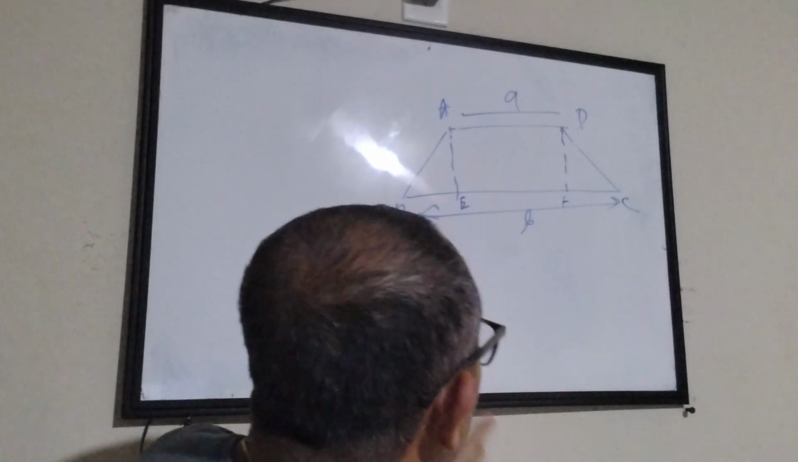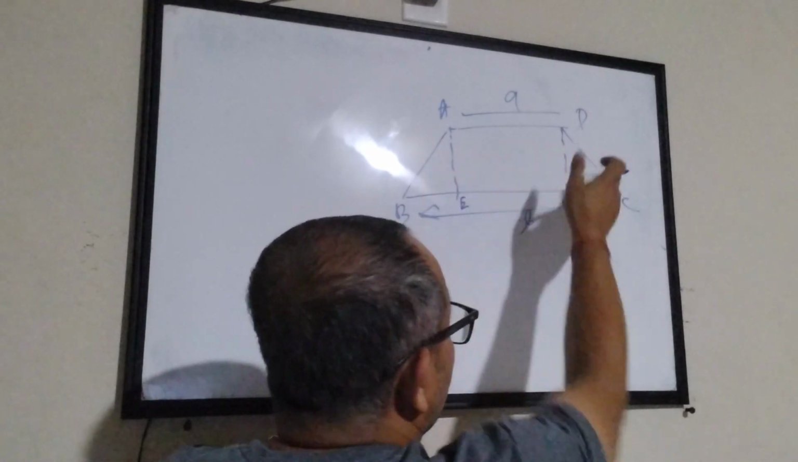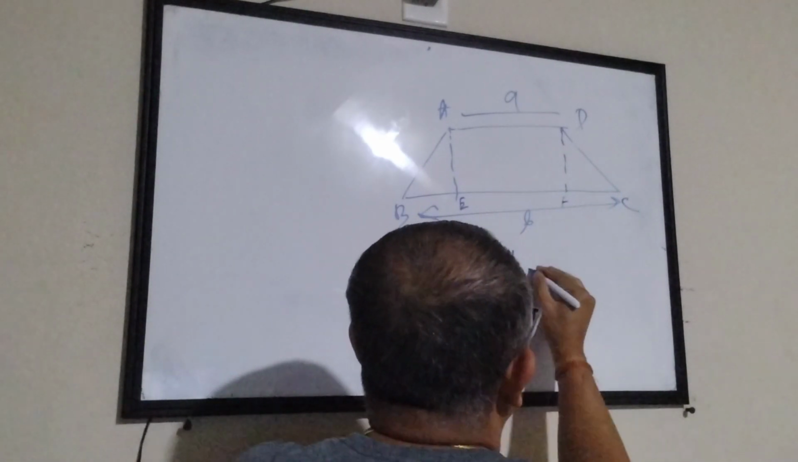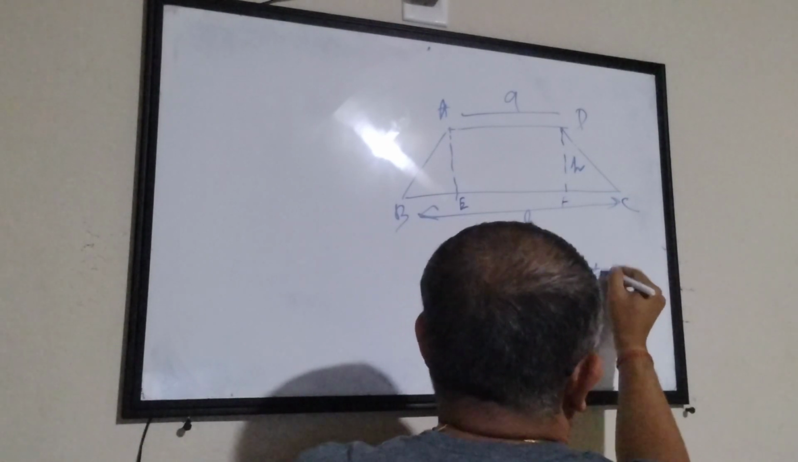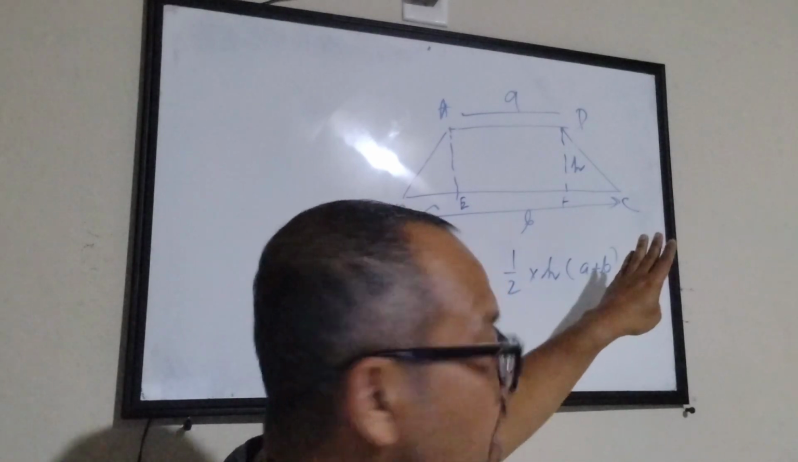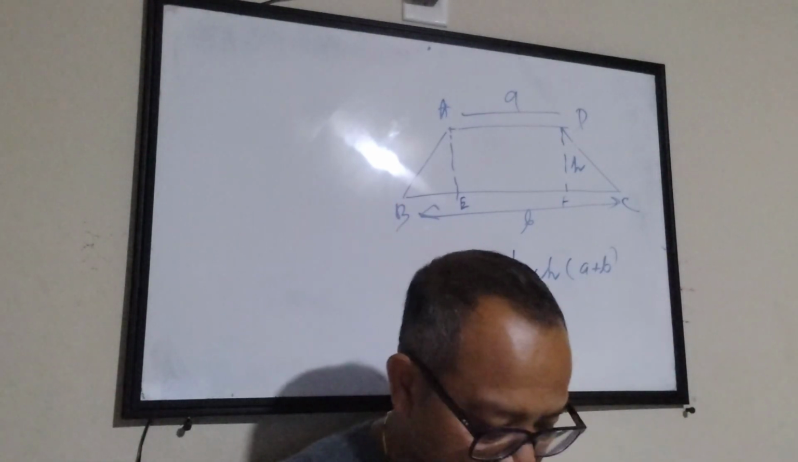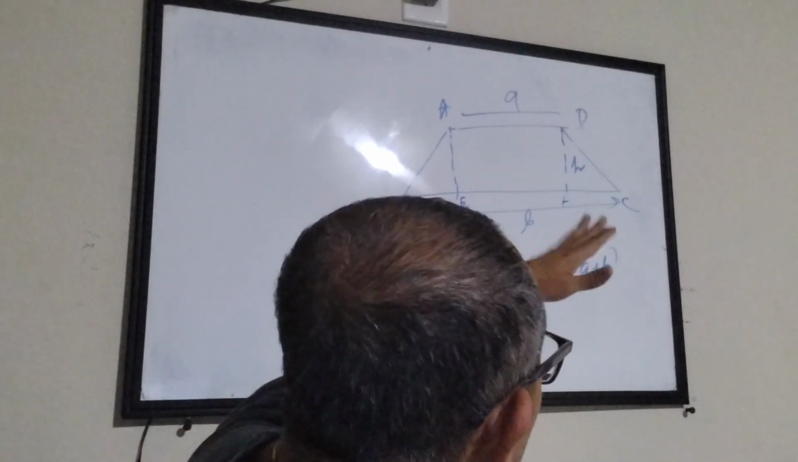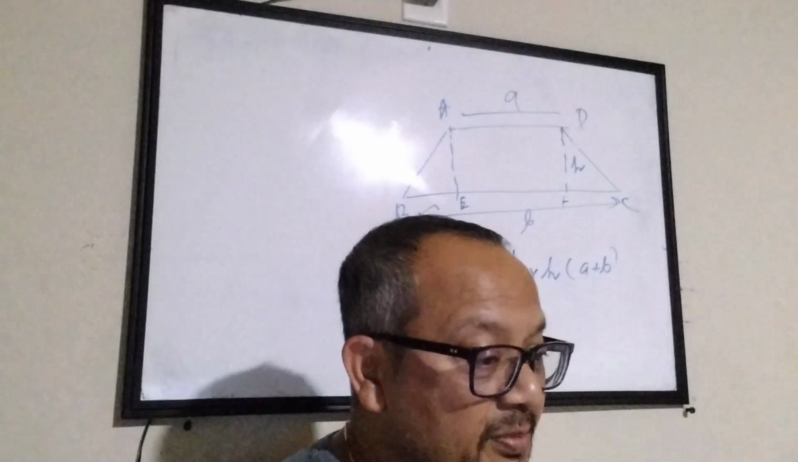Now what I have is this triangle and this rectangle. When I add the area of all the three, that is what gives me half times height. This is the height multiplied by a plus b. I am not proving that, okay? Because this is very easy to prove. I am not doing that. I will not waste your time there. But what I was trying to emphasize here was that this is a classic example of a composite shape.